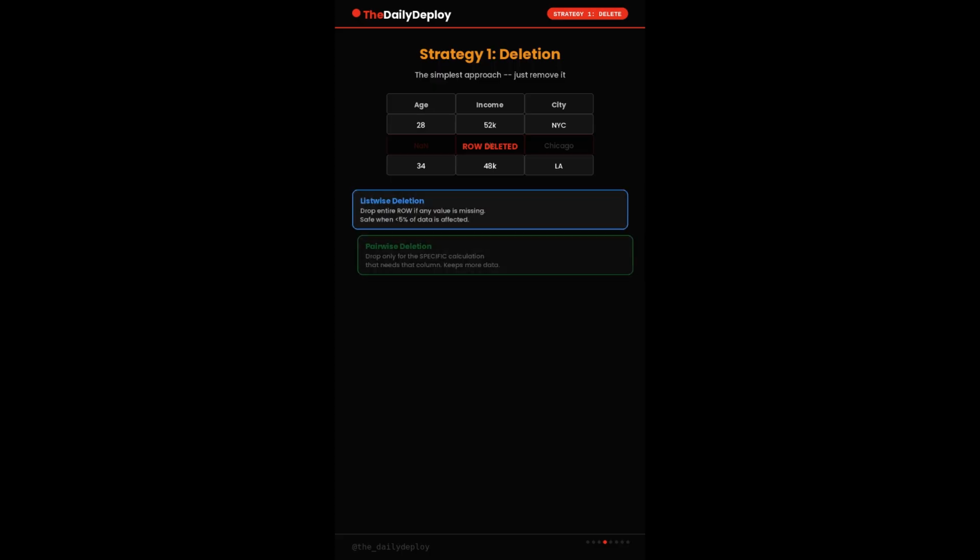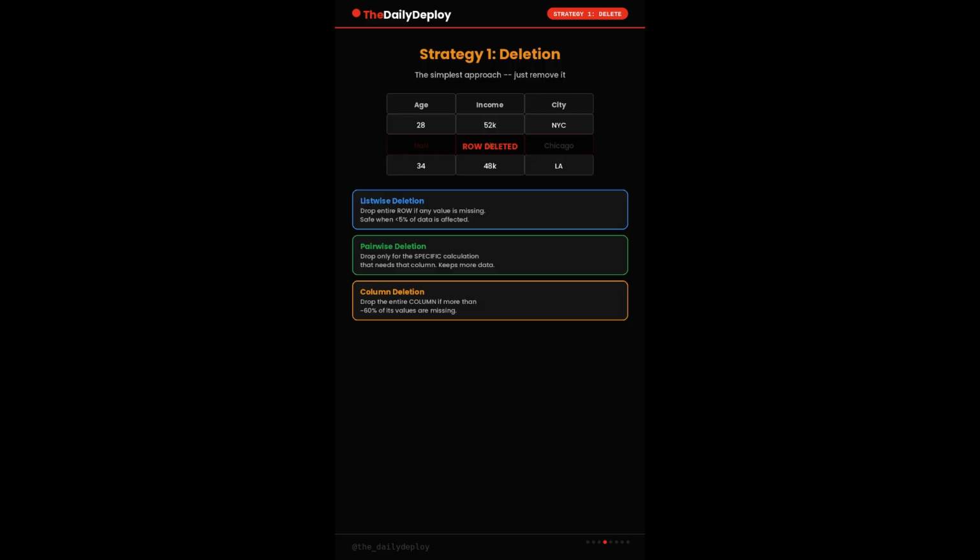The first strategy is deletion. You can remove entire rows, compare only complete pairs of observations, or remove columns with too many missing values. Deletion is simple, but it can reduce your dataset and introduce bias if the missing values are not random.